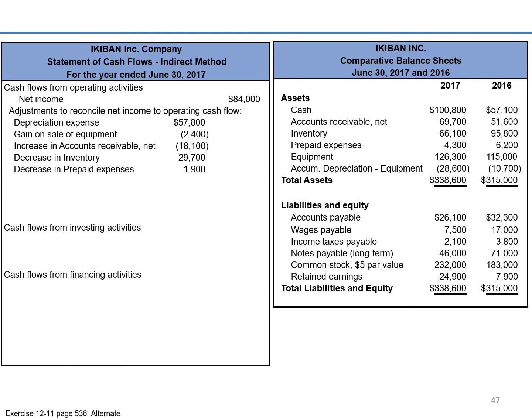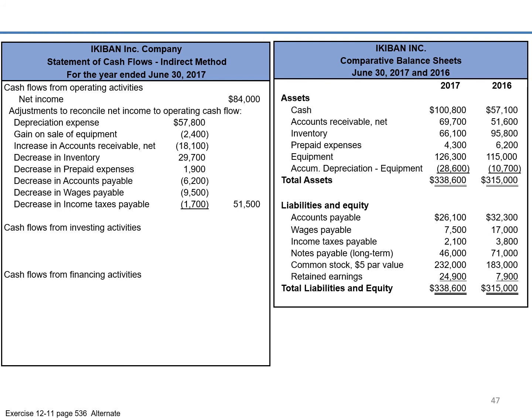Then we go to our current liabilities. So our accounts payable decreased. Decreases in accounts payable are also decreases in cash. They work the same direction. So our decrease in accounts payable, which is our 26.1 minus our 32.3, is a decrease in cash. Decreases in wages payable, 17,000 minus 7,500, 9,500, decrease in wages payable. We have income tax payable, 3,800 and 2,100, that's a decrease. That's also a decrease to cash, 1,700.